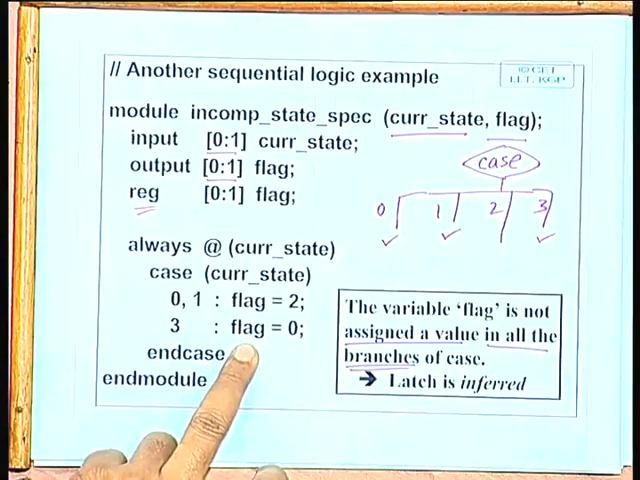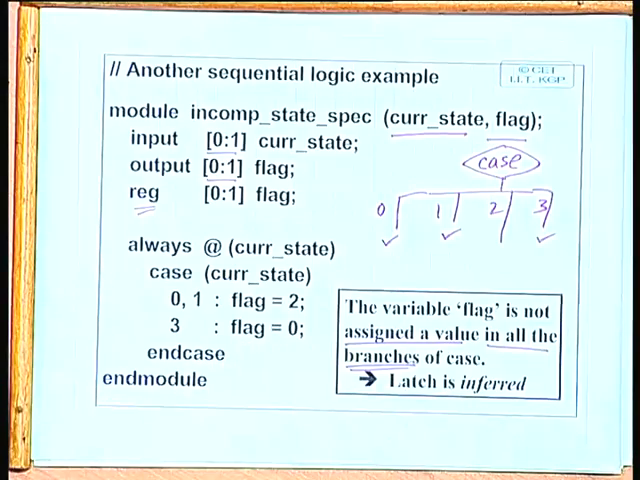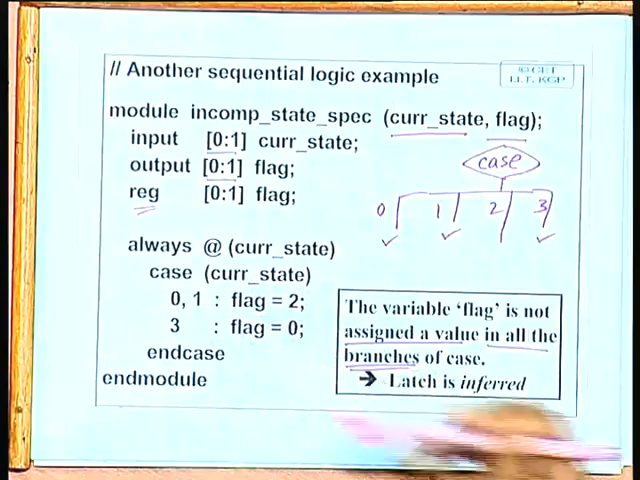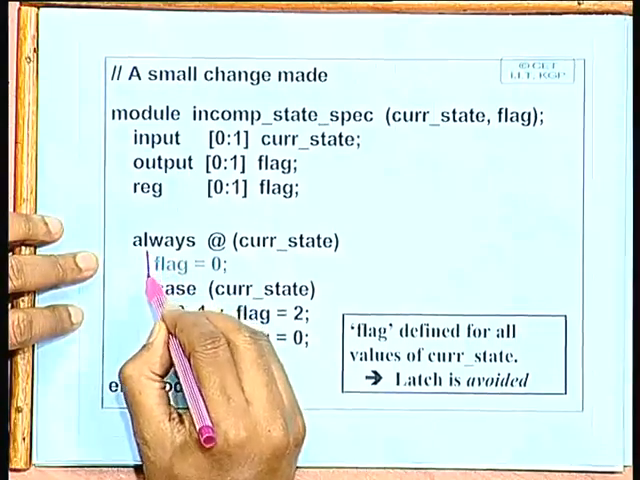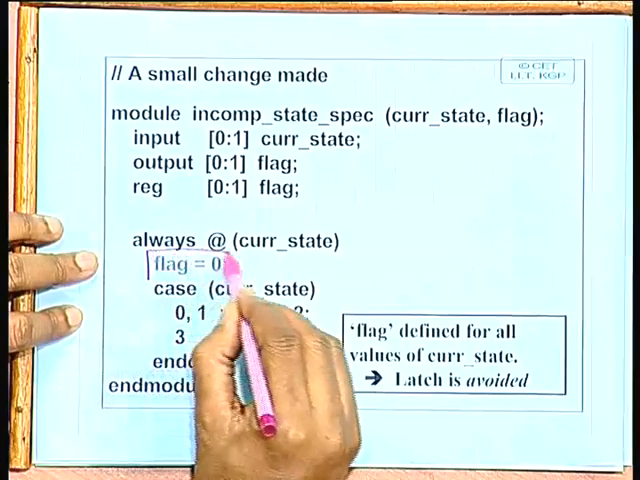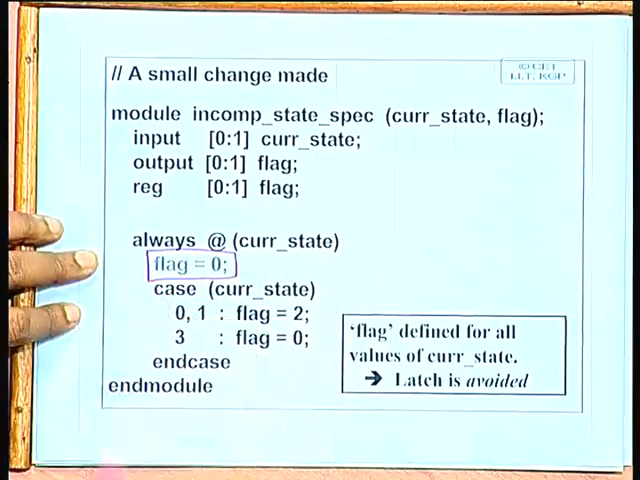But suppose as a designer, I understand that what I really mean is that if the current state is 2, I do not want to change the flag, or I want to set the flag to some value, say 0. Then how exactly what do I do? Then I can make a small change to the previous code. This is one way I can handle it, there are other ways also. I just add this one statement here.